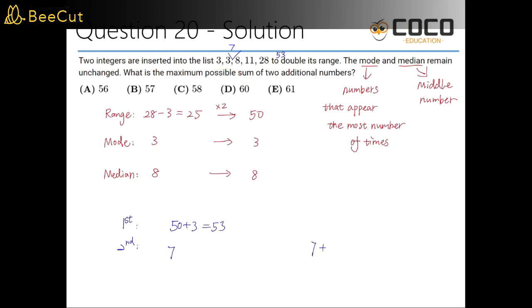Then let's just work out the sum. 7 plus 53 equals 60. So we choose option D.